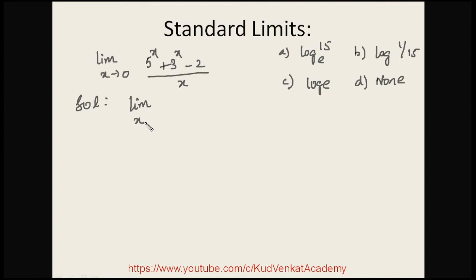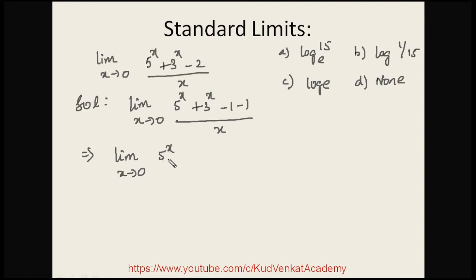Limit x tends to 0, 5 to the power of x plus 3 to the power of x minus 2, we can write it as minus 1 and minus 1, right? So that we can represent in the form of standard format. This further we can write it as limit x tends to 0, (5 to the power of x minus 1) by x, I'm just rearranging the terms, plus limit x tends to 0, (3 to the power of x minus 1) divided by x.